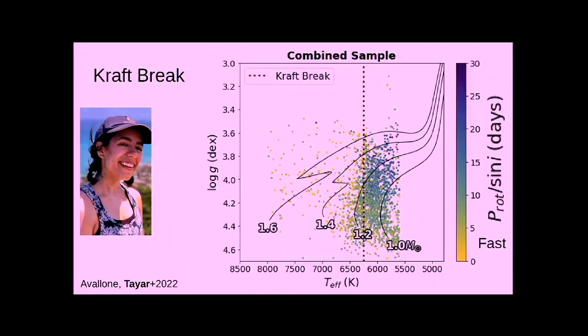And one of the regions you might expect to be interesting is around 1.2 solar masses. It's what we call the Kraft break. It's where stars transition from having convective envelopes to not very convective envelopes and eventually radiative envelopes. And when you look at a plot of the rotation period, in color here, as a function of surface gravity and temperature, you'll notice that for lines of different mass, you're very clearly seeing different rotation behavior.